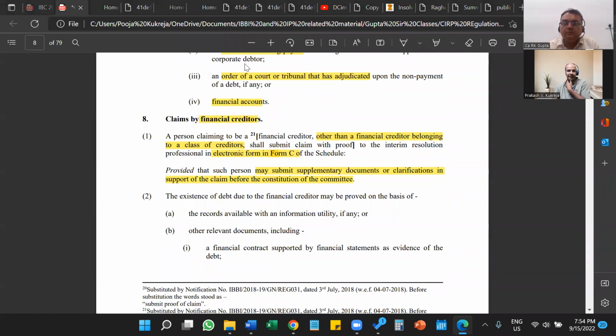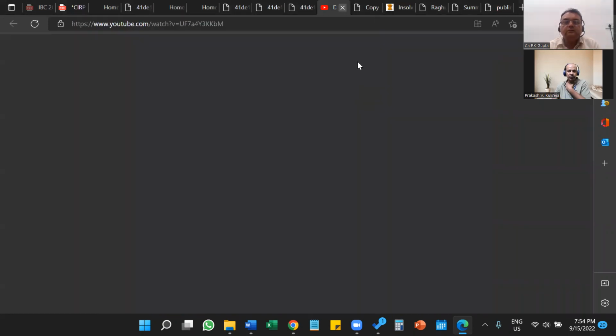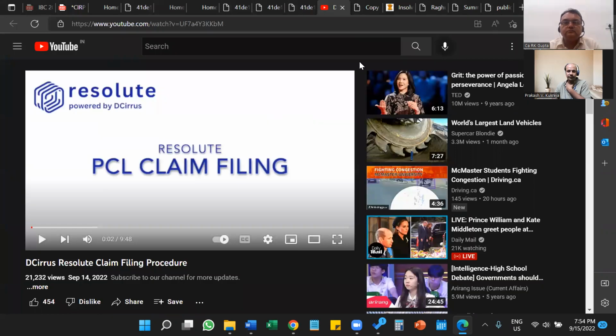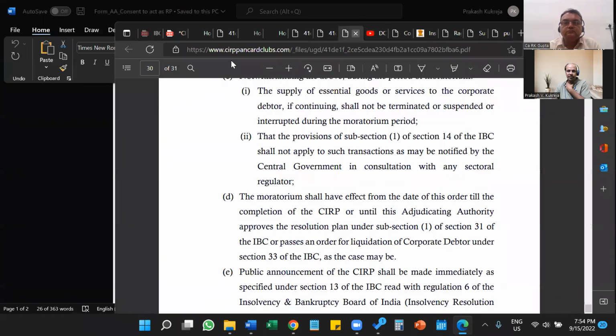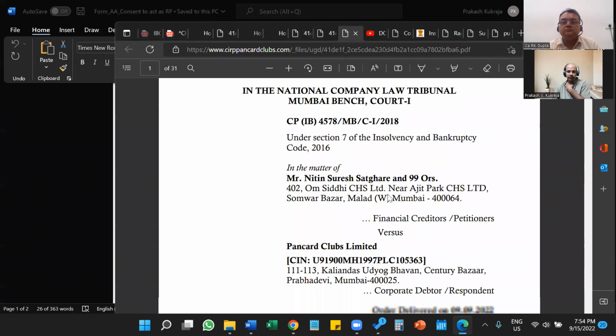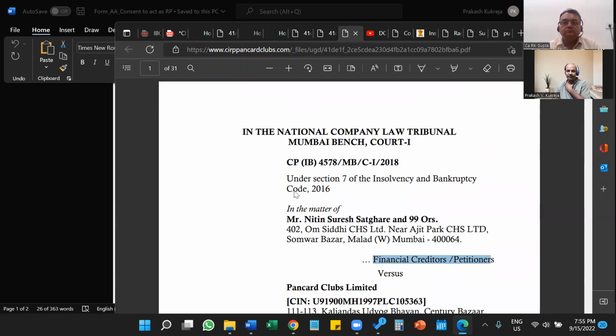In the PAN card, the applicant is all the financial creditors. So if I have to show you the order, one second. Yeah, this is the order. If you see Mr. Nitin Suresh Sadgare and 99 others, these are the applicants. They are the ones who have submitted. They are the financial creditors and also petitioners. It is a CIRP under Section 7. Cost of public announcement has to be borne by Nitin and others, and it will be reimbursed to them later on.